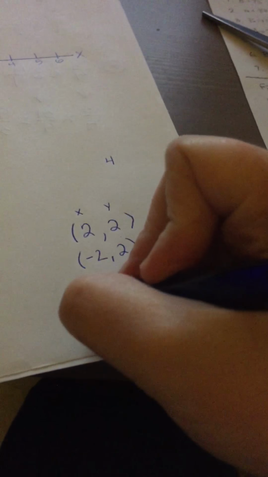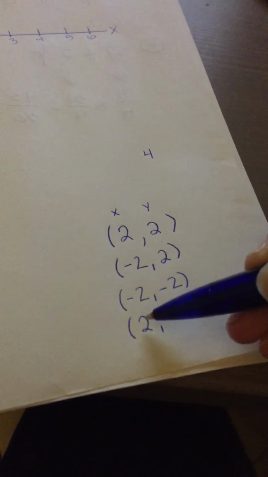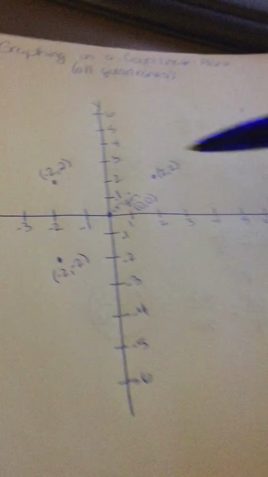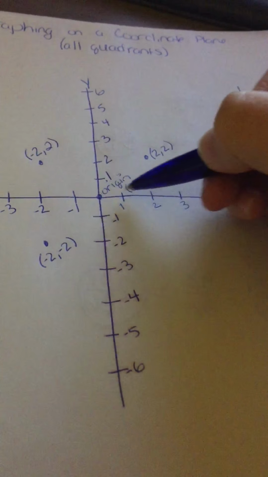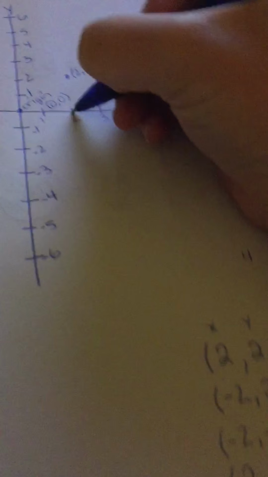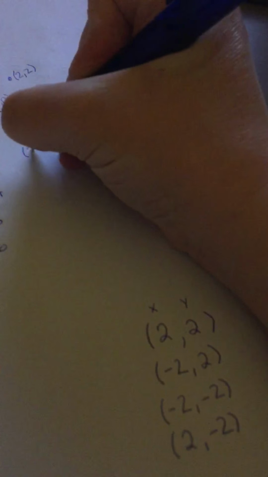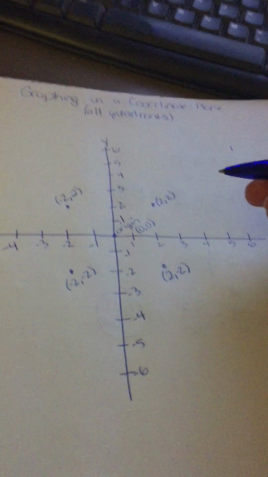And the last example being (2, -2). X is positive 2, Y is negative 2. So coming from my origin, X is positive 2, I move to the right 2, and my Y is negative 2, so I move down 2. And I can label that.